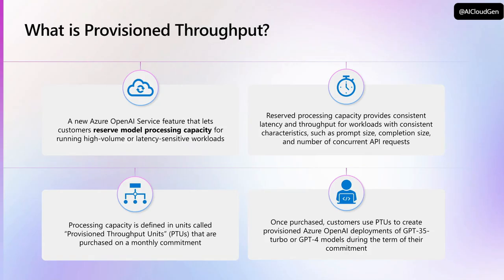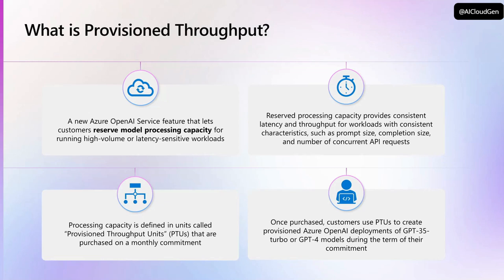The next concept we are going to look at is provisioned throughput units, or what we call PTUs. The Azure OpenAI service has a new model. By default, the model is pay as you go, so however many times you call the API to get a response, you will be paying for that.